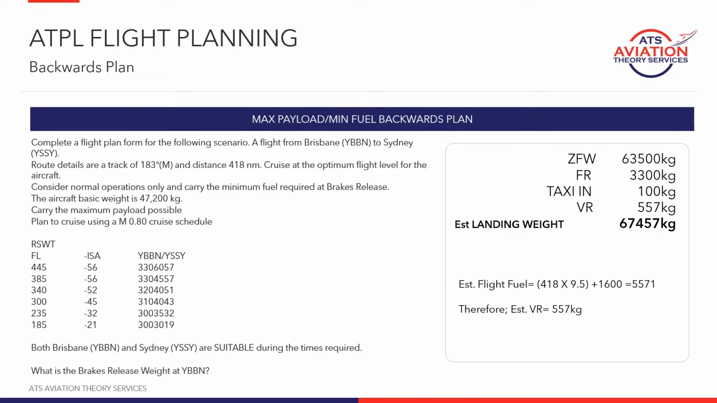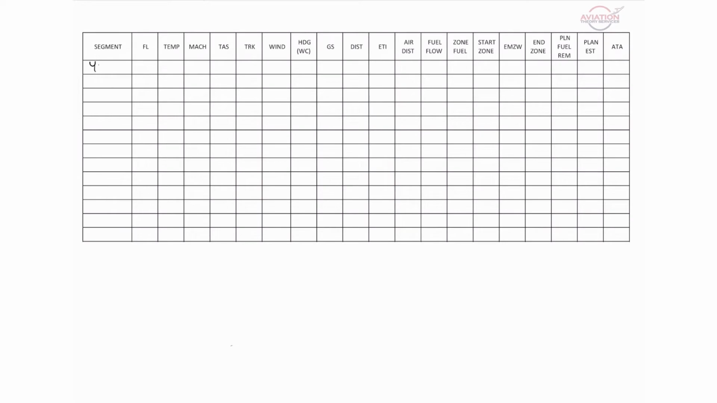So let's start this flight plan, Brisbane to Sydney, with a landing weight of 67,457 kilos. I'll start by writing up the flight plan. We'll go from Brisbane, top of climb, top of descent, Sydney with an approach.